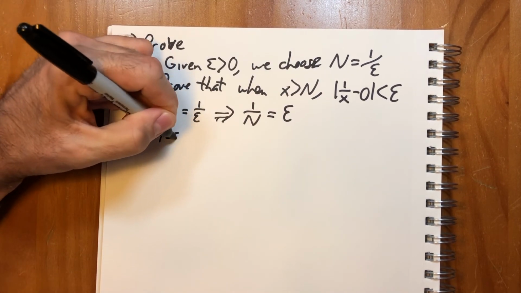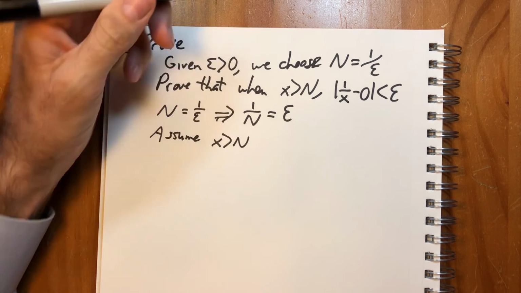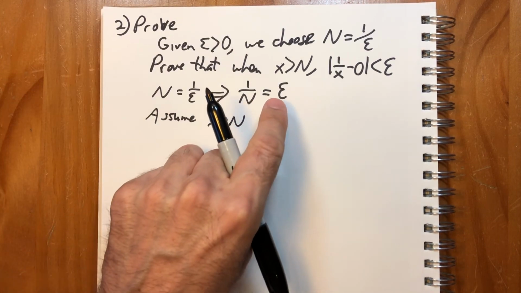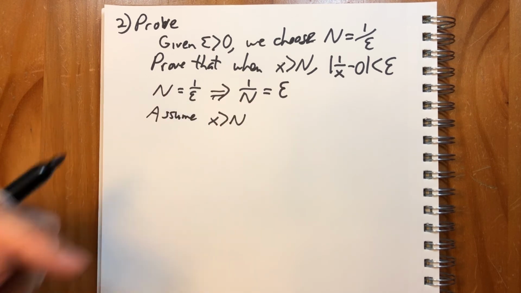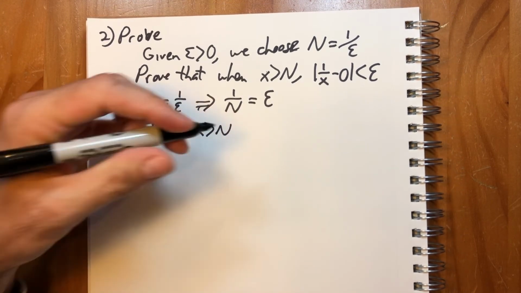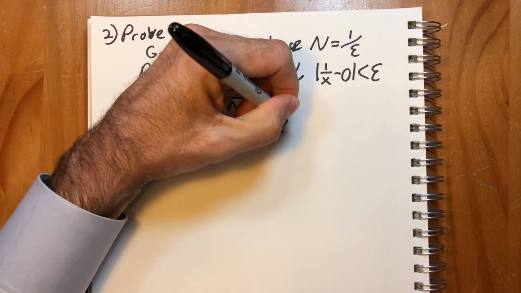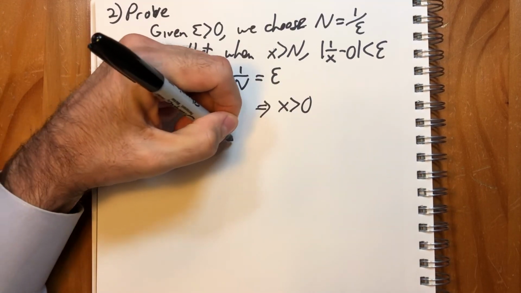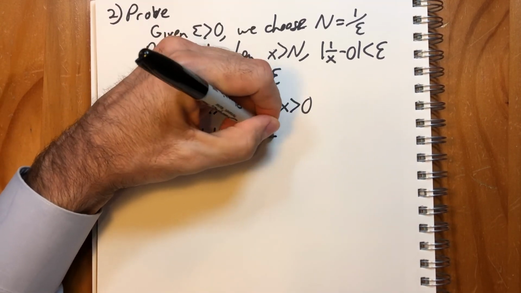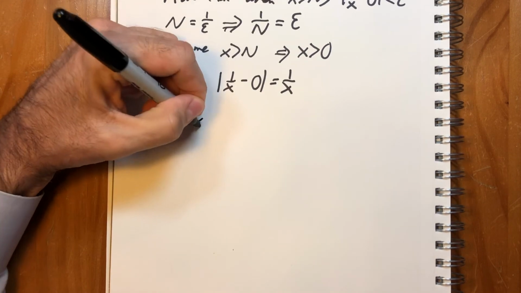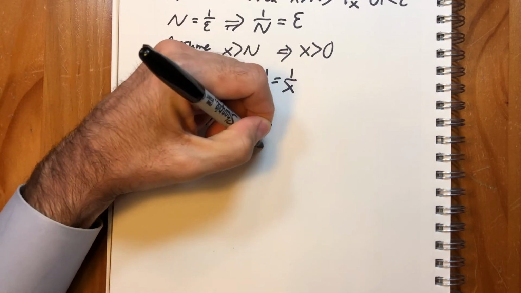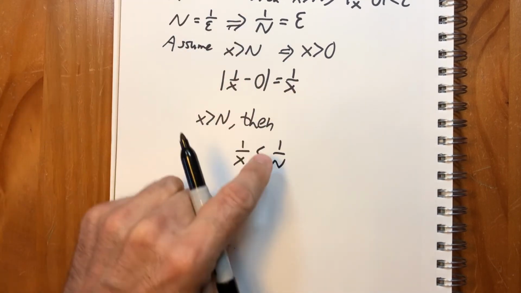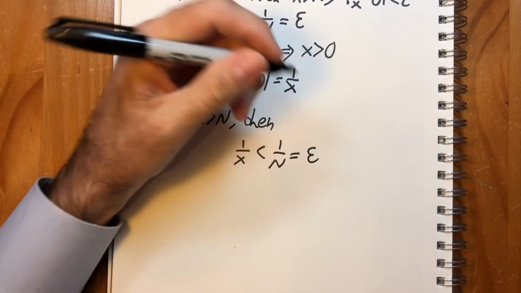So now assume that x is greater than n. And also notice that since epsilon is greater than 0, 1 over n is greater than 0, that means n is greater than 0, so x is greater than 0 too, so everything's positive. So now we showed above that the absolute value of 1 over x minus 0 equals 1 over x. We just showed that. So since x is greater than n, then 1 over x is less than 1 over n, and that equals epsilon.